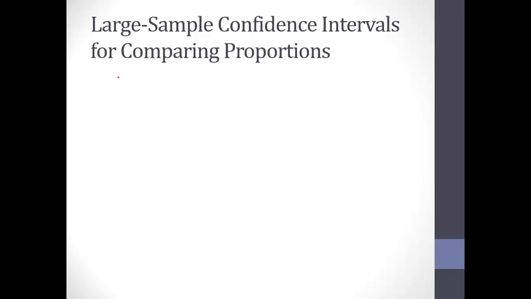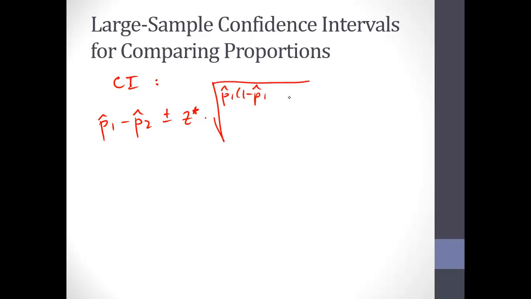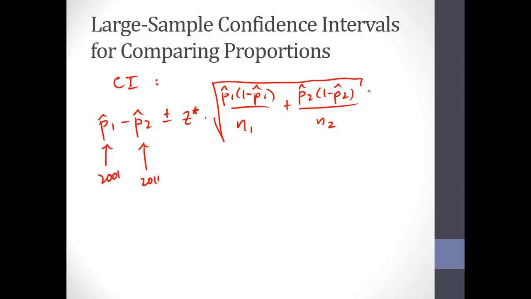So again, we've checked our conditions. We're ready to go. We can use our formulas now. So the confidence interval is going to be p hat 1 minus p hat 2 plus or minus z star times our standard error, which I will go ahead and write out. That's, again, the square root of p hat 1 times 1 minus p hat 1 over N1. I don't want to write out 2011 and 2001, so this is going to be from 2001, and this is going to be from 2011. So I'm throwing in 1 and 2 instead of 2001 and 2011.